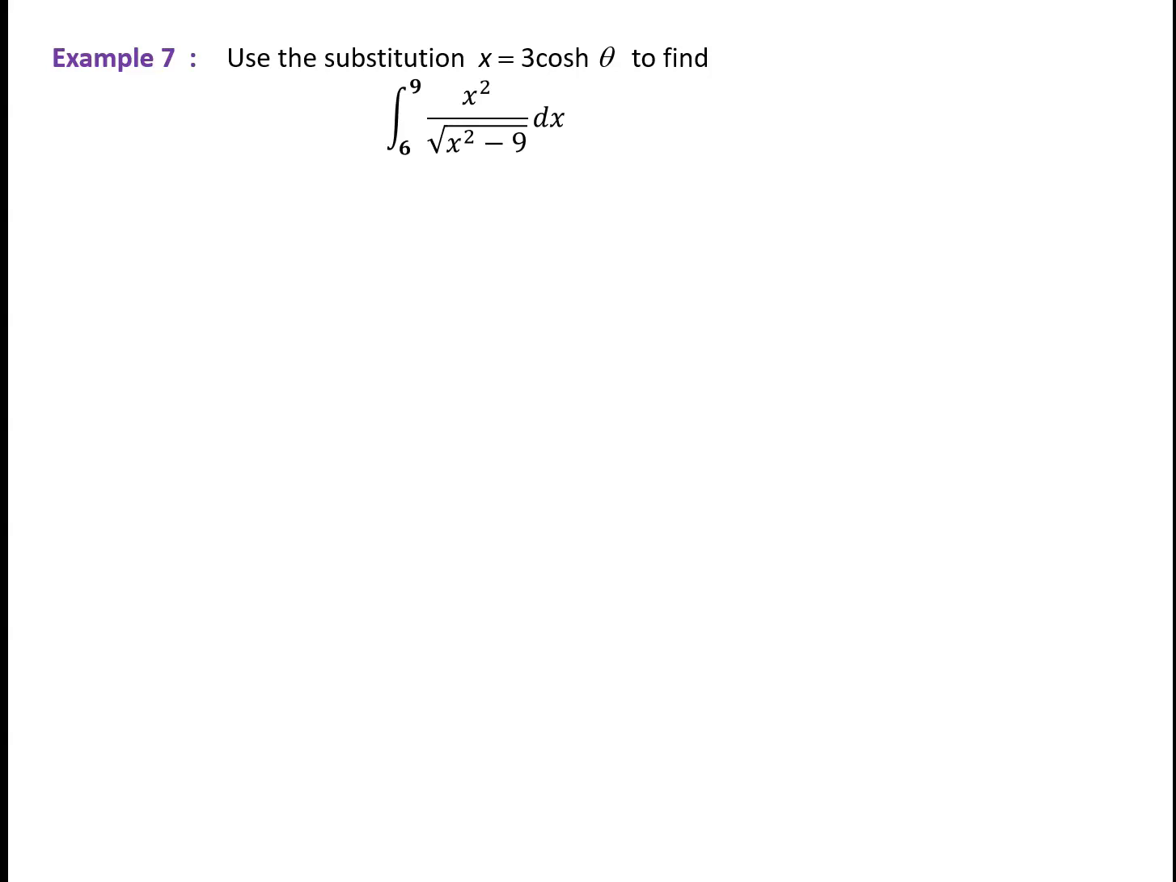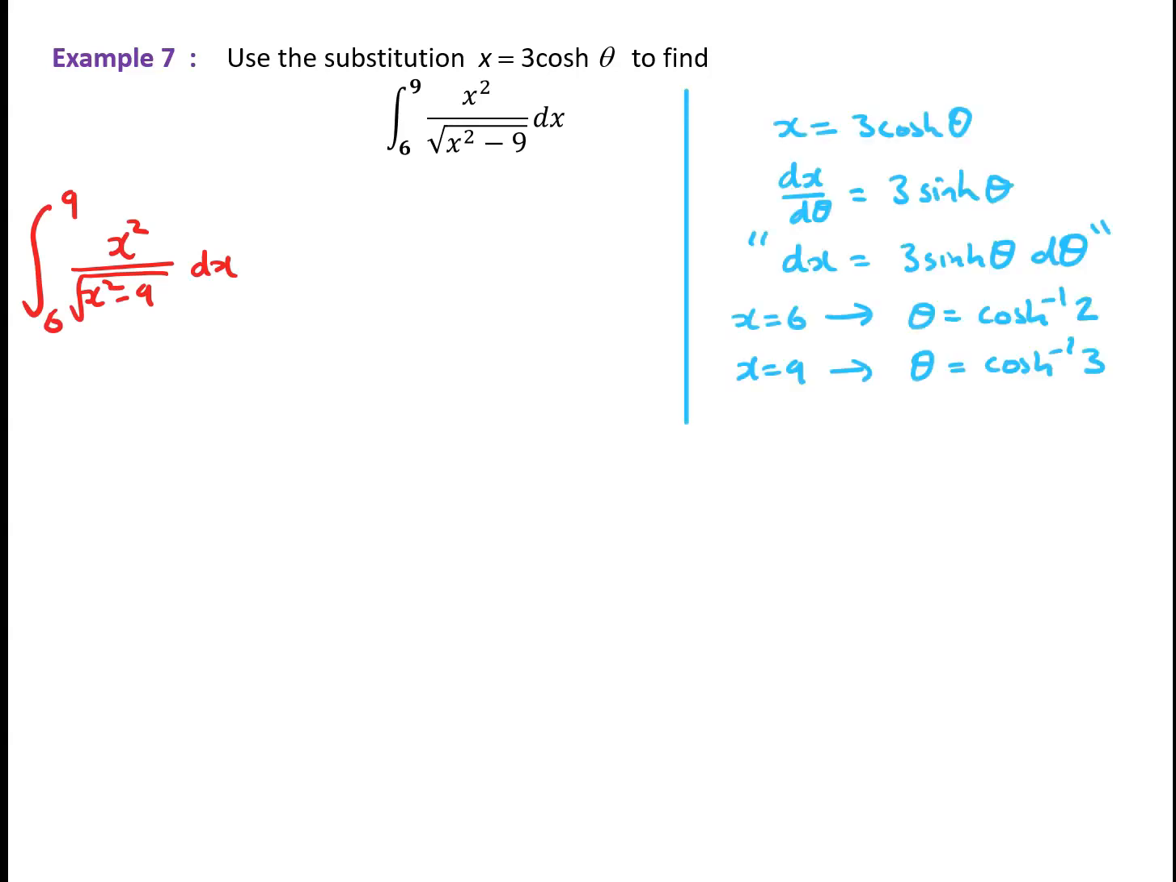Now we're going to have to use a given substitution, x equals 3 cosh theta, to find the integral between 6 and 9 of x squared over the square root of x squared minus 9. So if we make use of the substitution x equals 3 cosh theta, then that means that dx by d theta is 3 sinh theta. So we can say that the dx part becomes 3 sinh theta d theta.